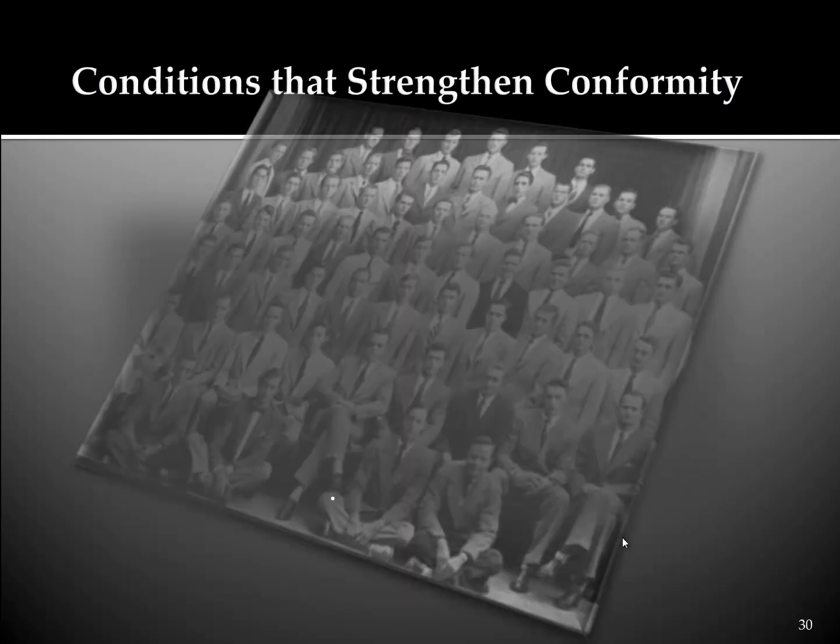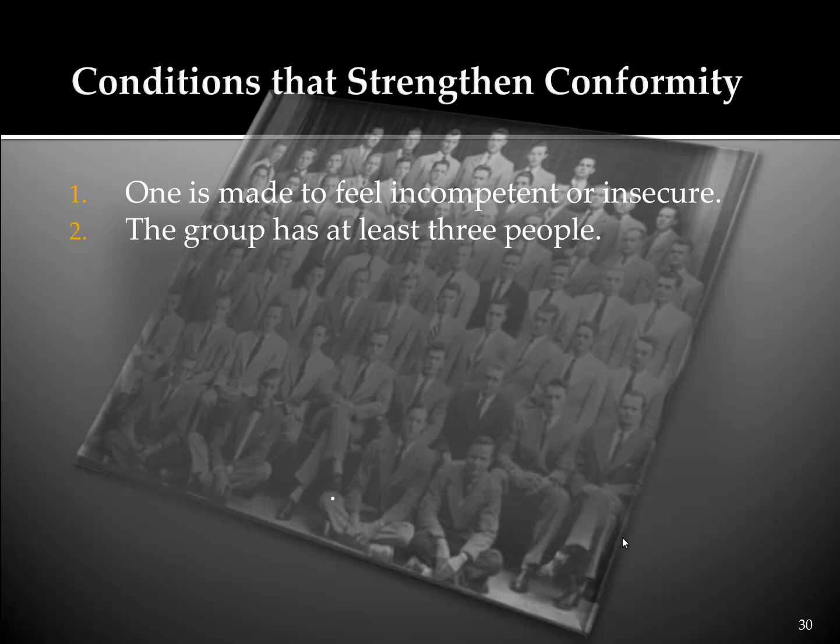What are some of the conditions that help us to conform or strengthen our likelihood to conform? One is where one is made to feel incompetent or insecure. A lot of times when we feel very incompetent or insecure in a social situation, that puts pressure on us to act like others and gain acceptance, more or less to say, hey, I'm just like you. I'm no different. And therefore I'm not incompetent unless you all are, and that reduces our feelings of insecurity. Another is that a group has at least 3 people. Now, if there's only a couple people, then you may not feel that need to act like them. But as the group gets larger and larger, and they're all doing something the same way, you're going to feel more and more pressure to conform.